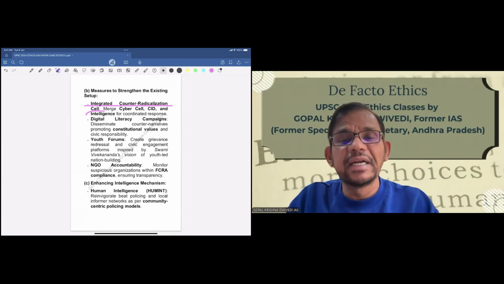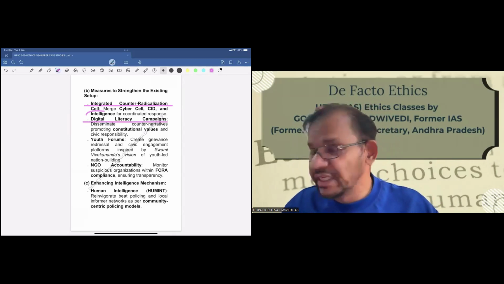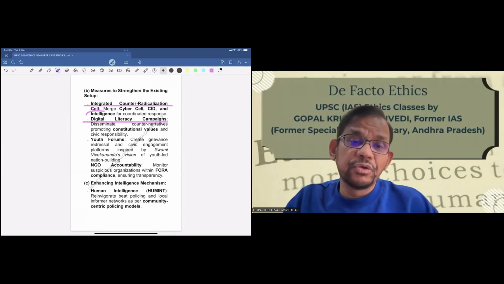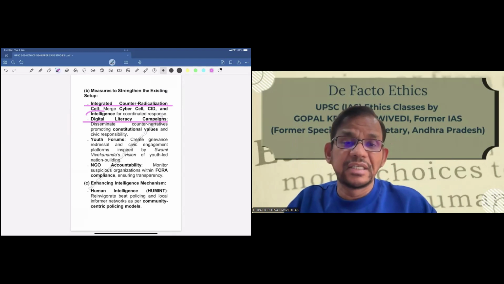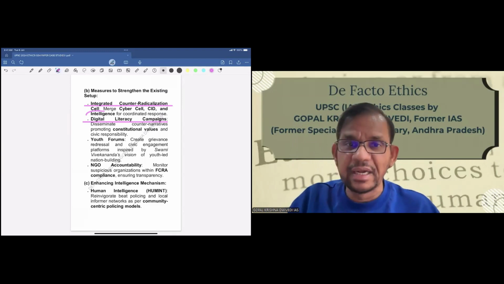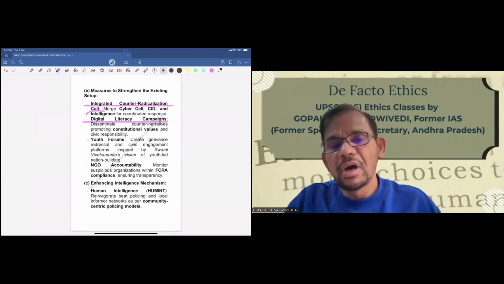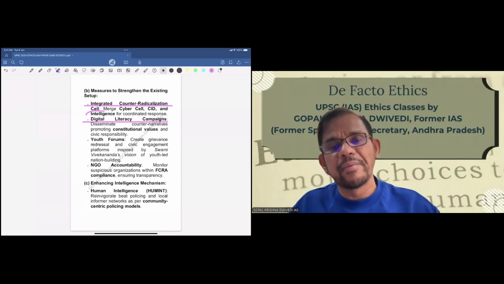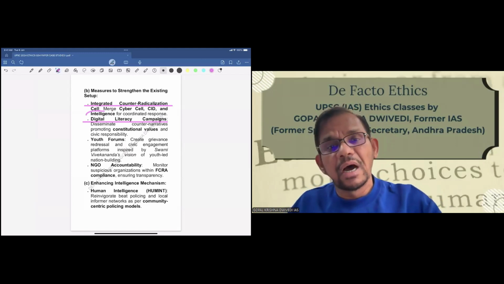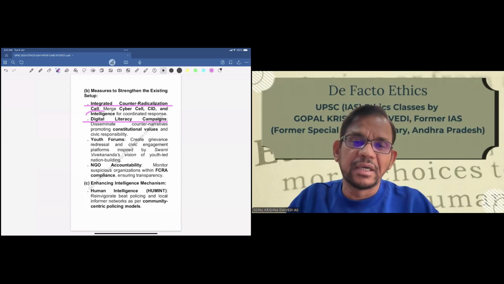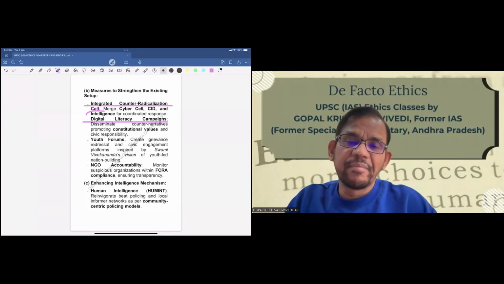Second is digital literacy campaigns. So disseminate counter narratives promoting constitutional values and civic responsibilities through social media, obviously. So on the one hand, terrorists are having their own campaign that you have to curb. On the other hand, a counter campaign has to be started. So basically, digital literacy campaigns have also to be started.